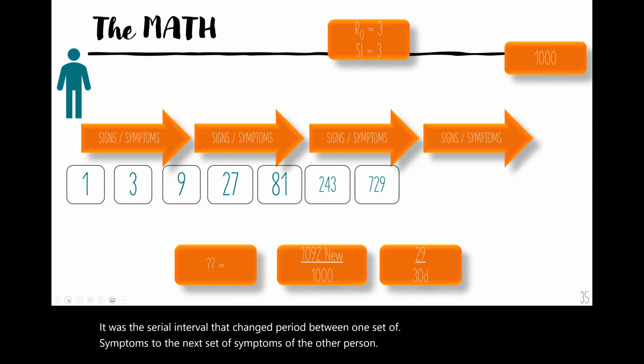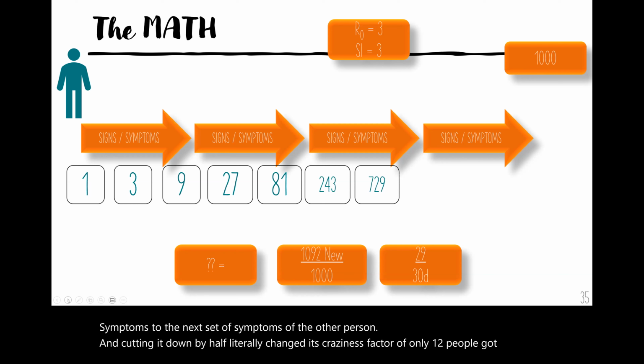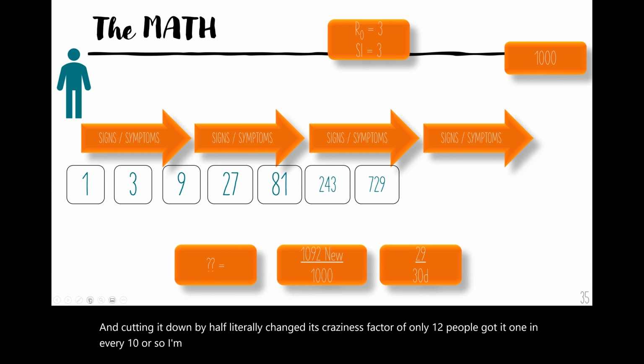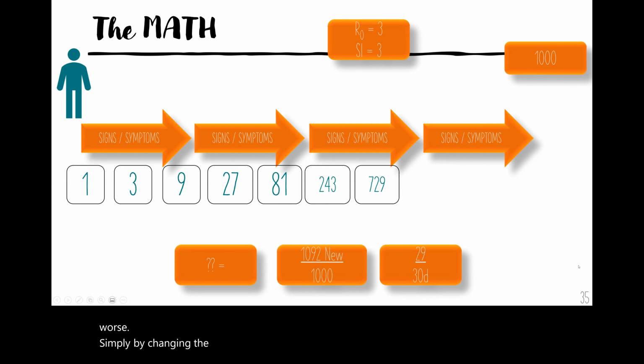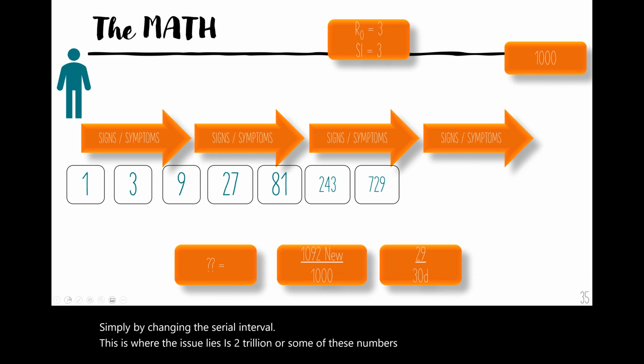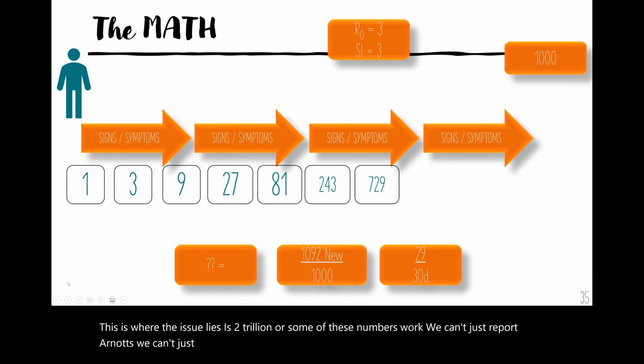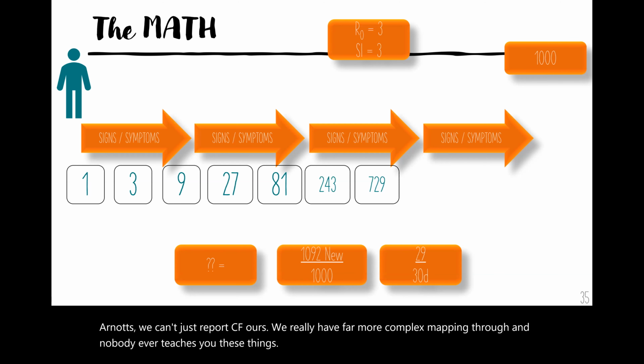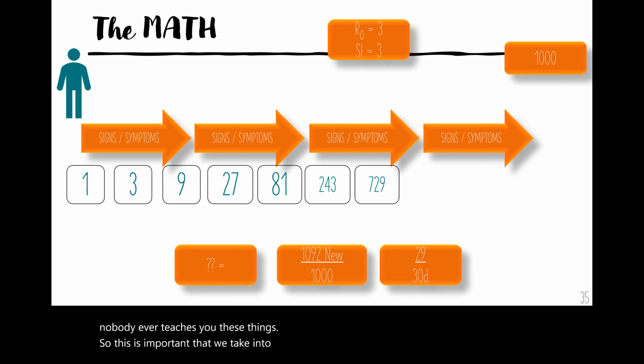And cutting it down by half literally changed its craziness factor, from only 12% of people getting it, 1 in every 10 or so, to everybody and their mother getting it, and worse, simply by changing the serial interval. This is where the issue lies. To truly understand how these numbers work, we can't just report R naughts. We can't just report CFRs. We really have to understand far more complex math than there is. And nobody ever teaches you these things. Okay, so it is important that we take into account the serial interval.